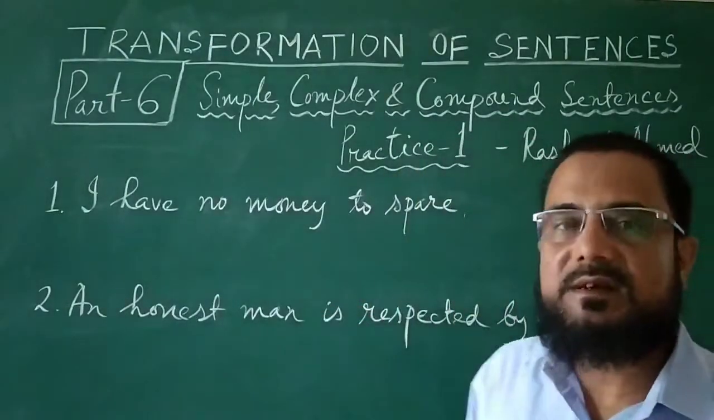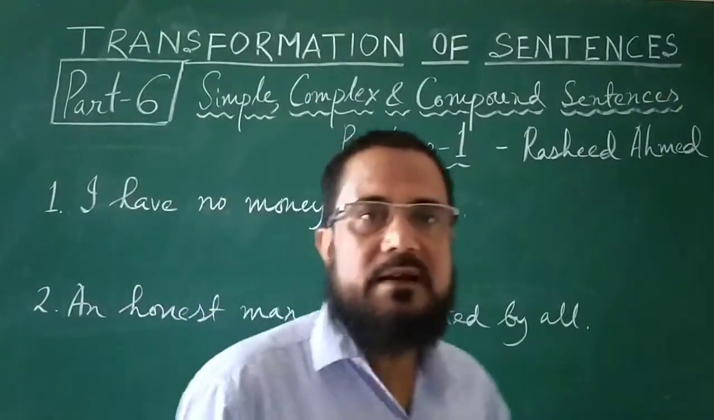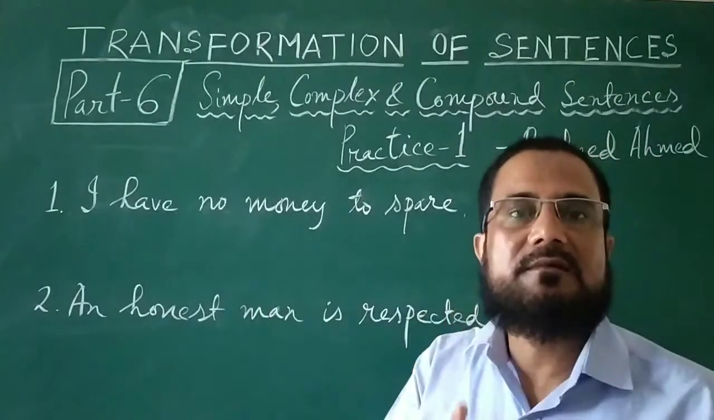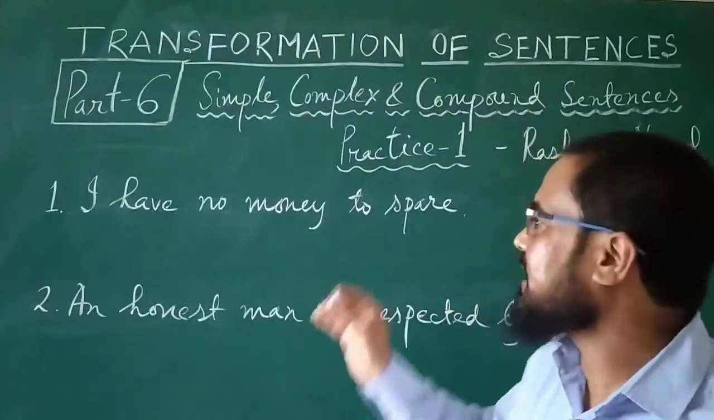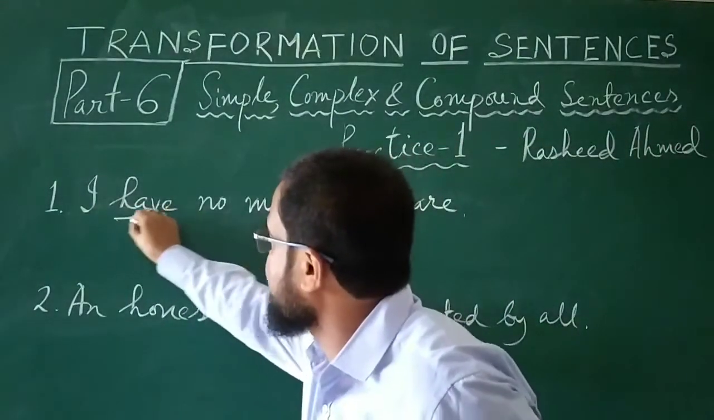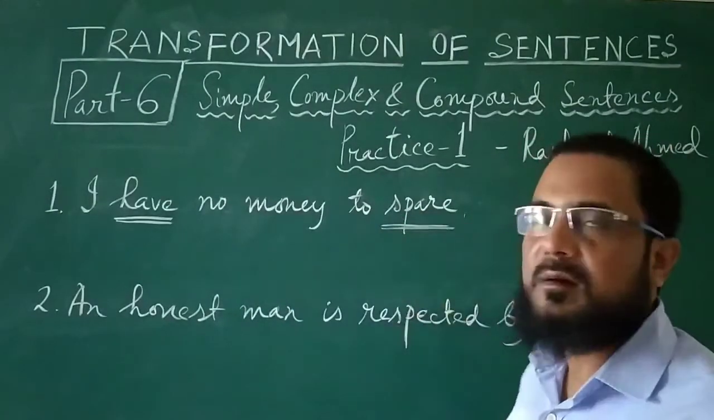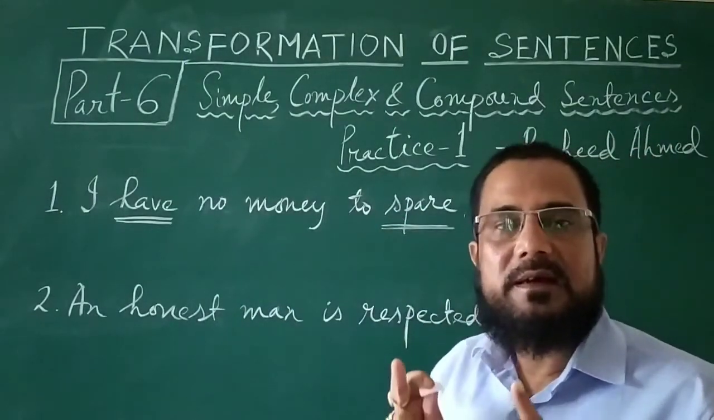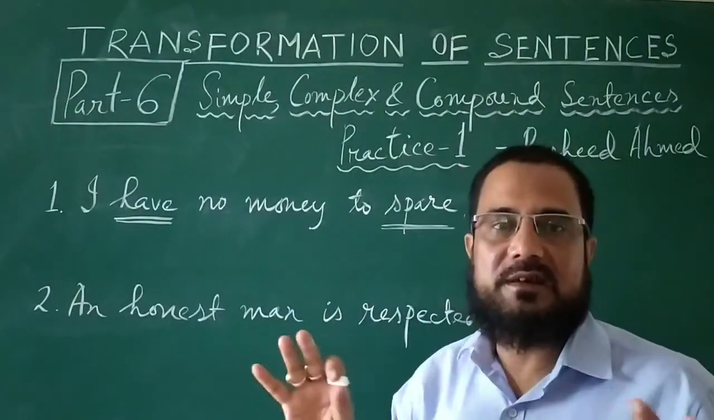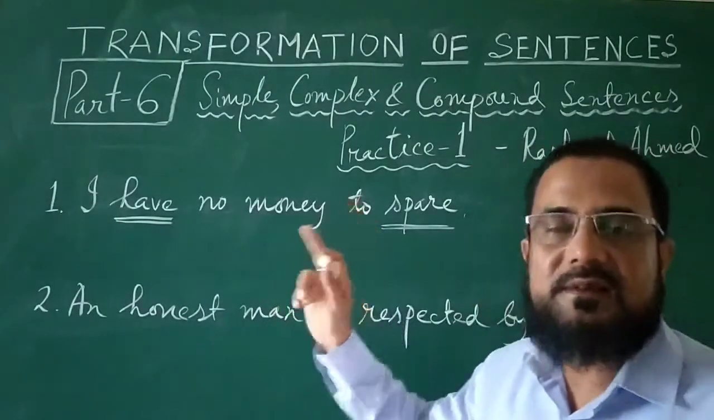Here I have written two sentences. The first one is, I have no money to spare. In the last video we discussed that if there is only one finite verb, then it is a simple sentence. Let us see how many finite verbs are there. First of all, let us see the number of verbs. Have is a verb. Have is the main verb here. Another verb is spare. Two verbs are there. But if out of these two, both are finite, then it is a complex sentence. But out of two, if only one is finite, then it is a simple sentence.